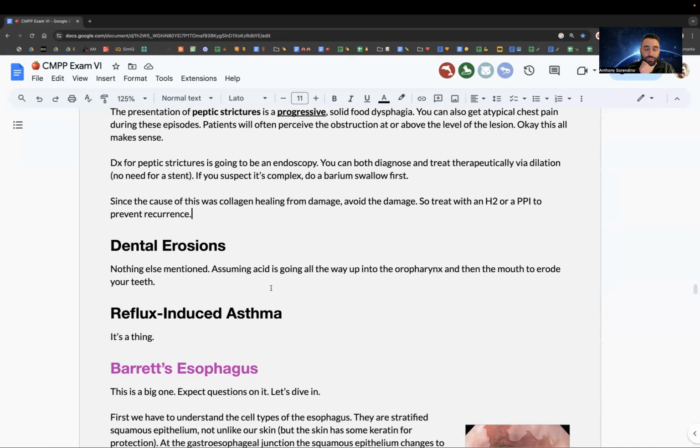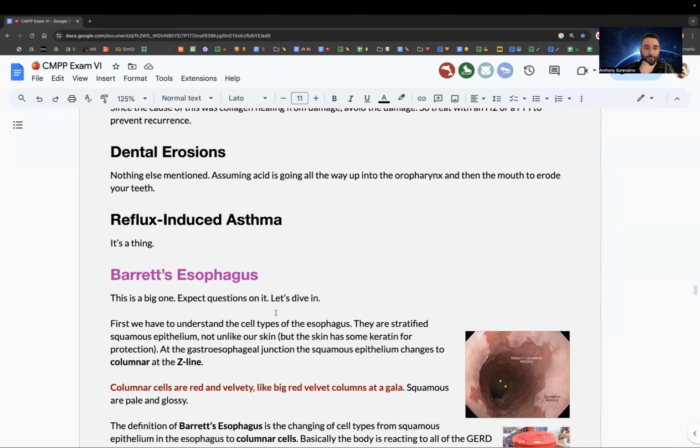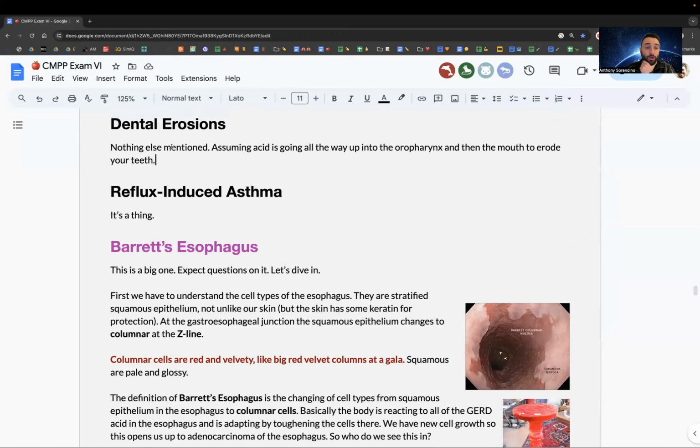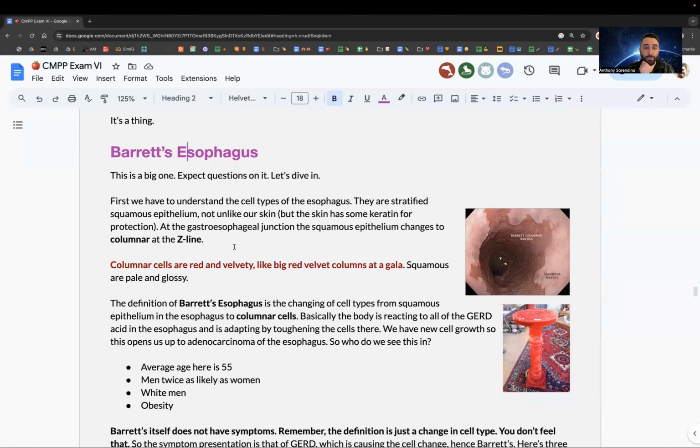Dental erosions. This is acid going all the way up your oropharynx, and it's going to start to erode your teeth. You definitely don't want that. GERD can also induce asthma. All right, Barrett's esophagus is the big one here.